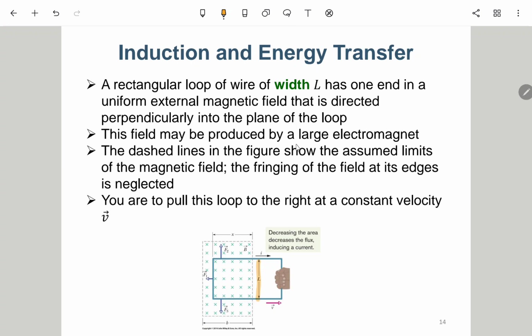Okay, so this field may be produced by a large electromagnet. The dashed line in the figure shows the assumed limits of the B field, and the fringe of the field at its edges is neglected. Which means no B field outside, and a uniform B field inside this region. We are to pull this loop to the right at a constant velocity. Originally this loop is inside this B field, and then we try to pull it out.